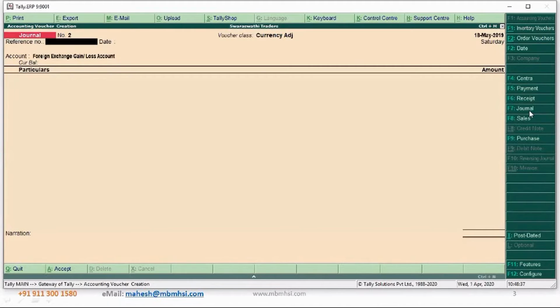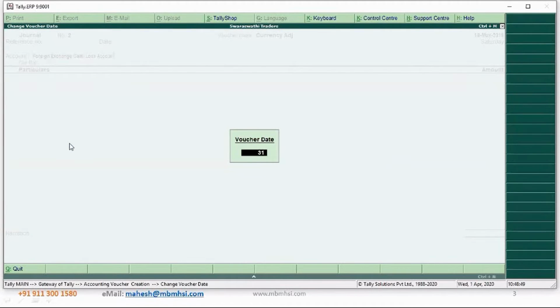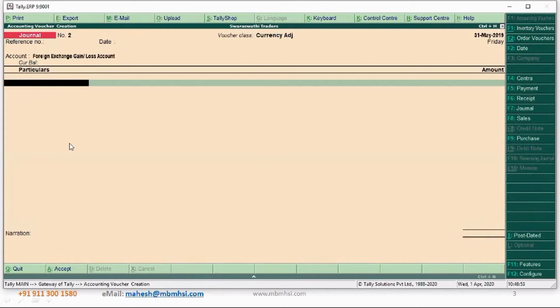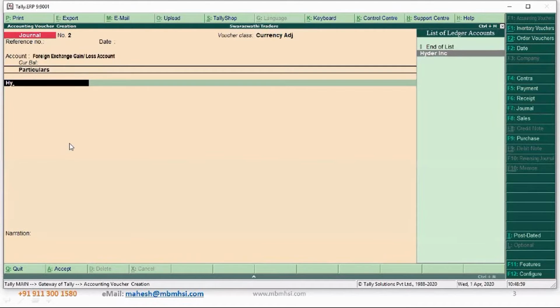Okay, so it has by default taken the account as foreign exchange gain or loss. Give the reference number if you have any reference number. Okay, so I'm just changing the date to 31st of May because I need to close the books on 31st of May. Now here select the supplier name. In our case, it's Haider Inc.